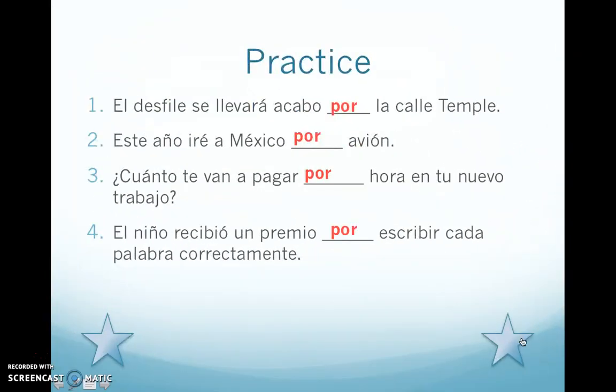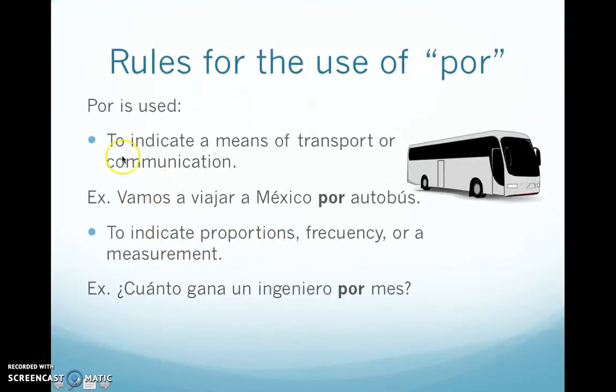Number 2. Este año iré a México por avión. Within this example, one word can indicate what is being communicated. Avión is the means of transportation, so what rule will apply? The third one we went over. To indicate a means of transport or communication.